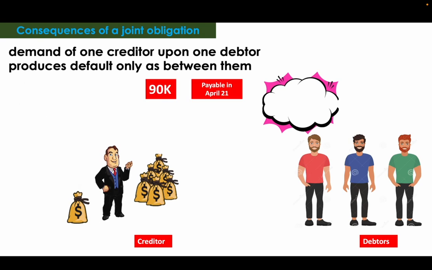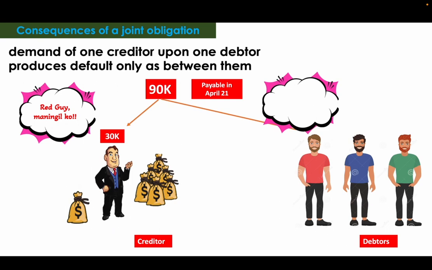Pila ang ilang giutang? 90k kano sa bayaran payable in April 21. Demand of one creditor upon one debtor produces default only as between them. Say for example, niingon si creditor, Red, maningil ko nimo. Okay? So pila gani ang dapat bayaran ni Red? 30,000. Apan hingingon si Red, "Hoy, wa ko'y kwarta oy." Unsa man na? Kinsa ang nagdemand si creditor, kang kinsa siya naningil kay Red. Apan niingon si Red, "Wala ko'y kwarta oy." Unsa gani ang consequence? Demand of one creditor upon one debtor produces default only as between them.